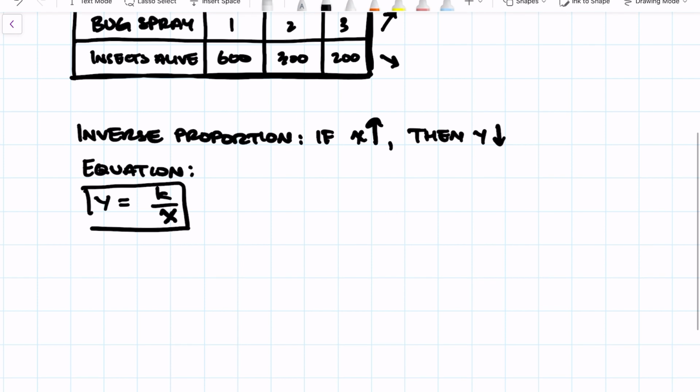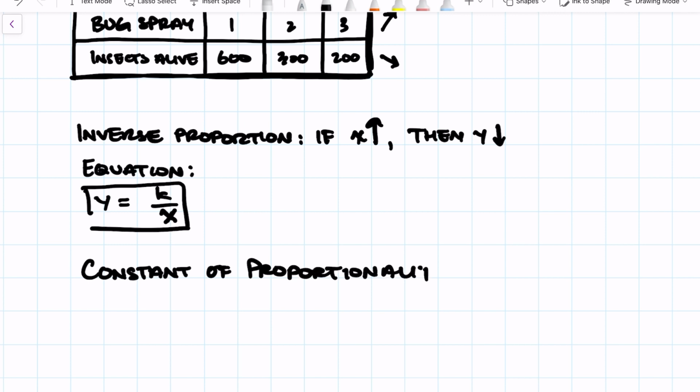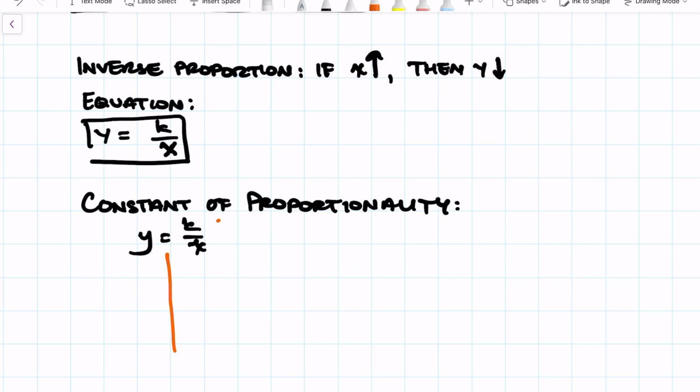Now, how about the constant of proportionality? Because there still is one. Well, you see that there's still the letter k, and so of course it must also have a constant of proportionality. The way you calculate this is slightly different than the first one. So we're going to start again by using y equals kx or k divided by x. What I'm going to show you is what you can do to solve this so that you're only getting the letter k. Remember that we're aiming to just get the letter k, right?